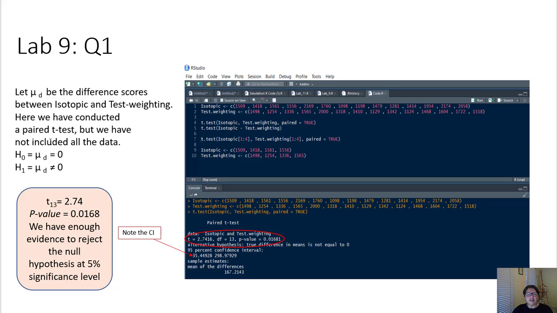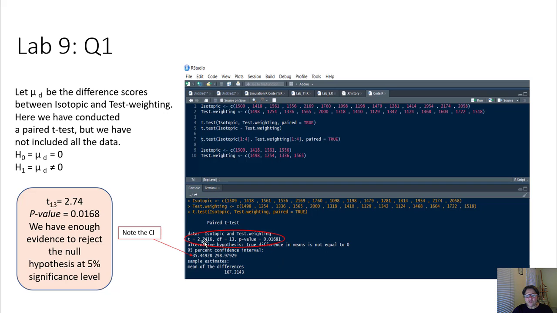Here we have conducted a paired t-test, but we have not included all the data. The null hypothesis, mu d equals 0, means that the mean of the difference scores is equal to 0. Here you have the alternative hypothesis. It's a non-directional two-tail test because we use not equal to. Then t with n minus 1 degrees of freedom.